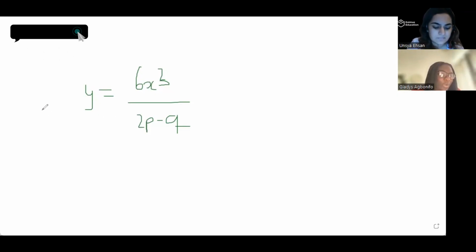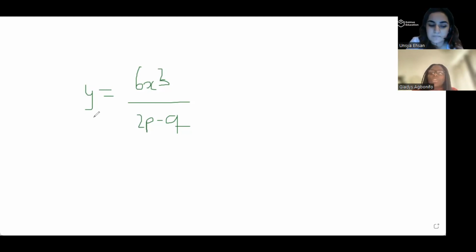So for this one, all we have to do is use any values that were given to find the answer. For example, we know that x is 10.5. So anywhere where we see an x, we replace it by 10.5. So x is equal to 10.5.